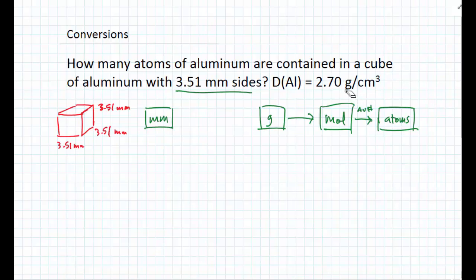Oh, and look at this. Here, in my problem, I've got a relationship between grams and centimeters cubed. Okay. So a lot of it's going to have to do with what gets done right there, because I gave you the length of one side in millimeters. We ultimately need a volume in centimeters cubed. So think about that for a second.